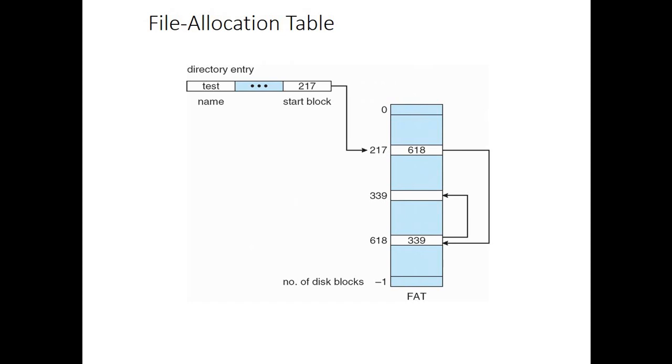Let us see how the file allocation table maintains the addresses of the files and the corresponding pointers to the blocks. Name is the name of the file. Test is the file whose starting block is 217. 217 has the address of the next block, 339. 618 has data along with the address of the next block. 339 may be the last block of the file. It will have -1 at the end of the file content.